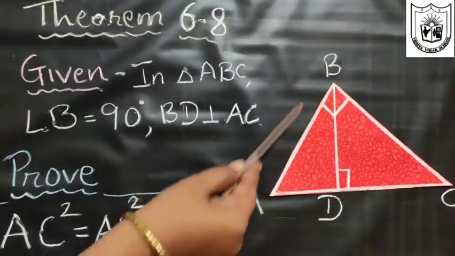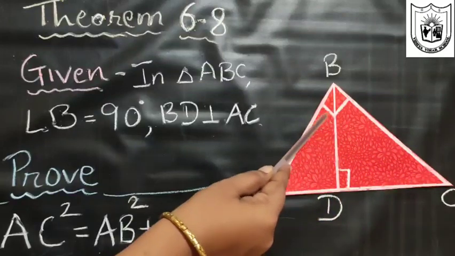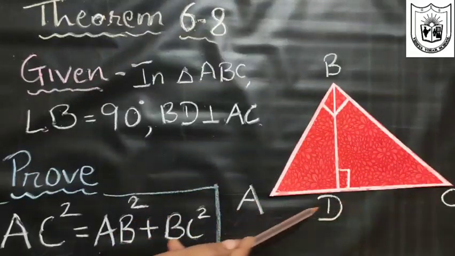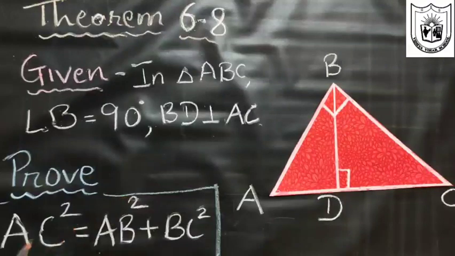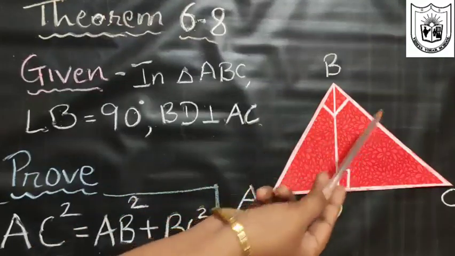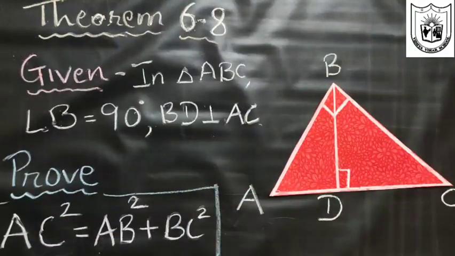Now see, if you look at this triangle ABC, we have 90 degrees here. So AC becomes the hypotenuse side. So square of the hypotenuse side should be equal to the square of the remaining two sides. This is what we will have to prove here. So let us begin with the proof now.